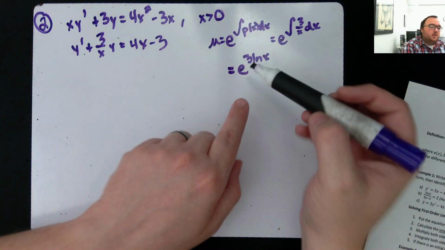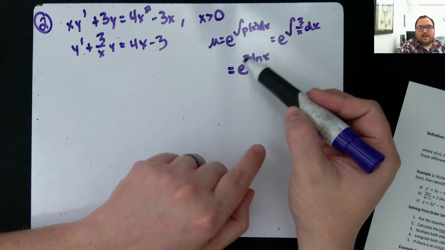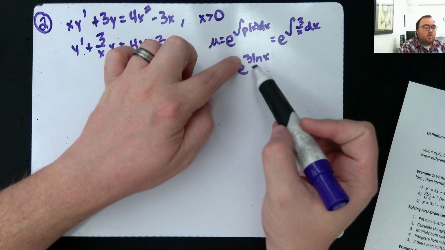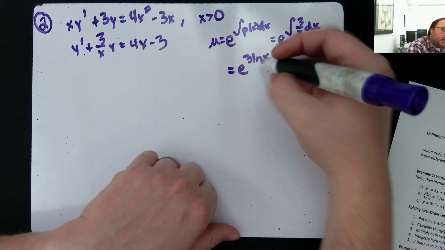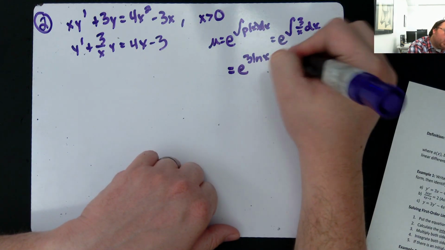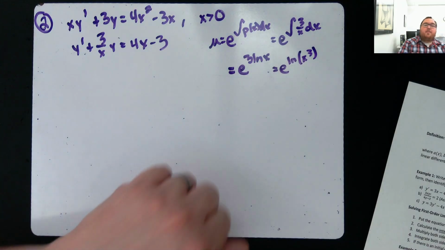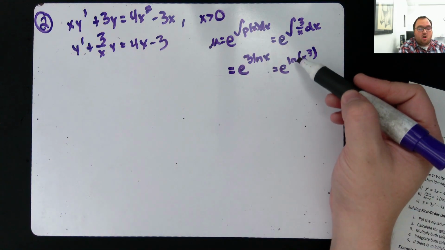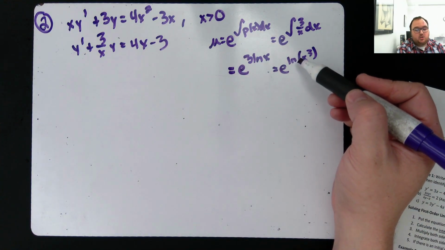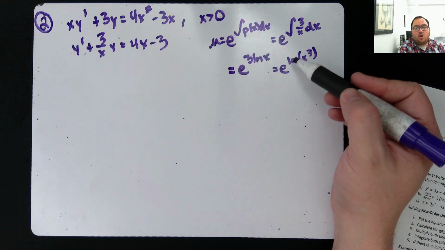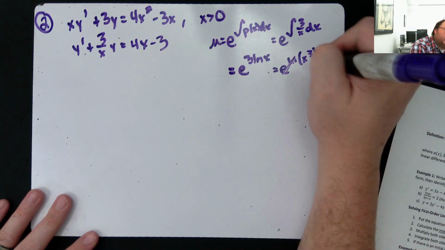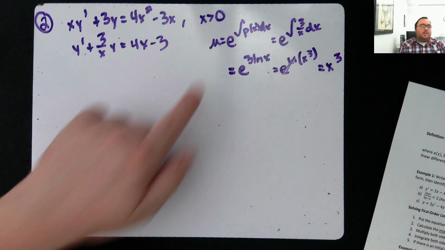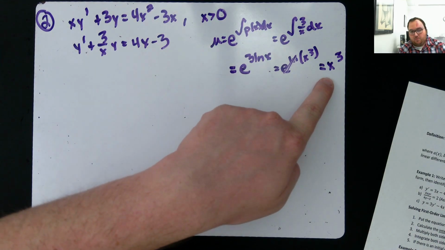Okay, let's simplify this because that kind of looks bad. Remember, if there's a number in front of a logarithm, I can bring it up as the power. So that means I'm going to have e to the natural log of x cubed. But remember, the natural log is log base e. So this is e raised to log base e. They cancel out. And I'm left with just x cubed. So my mu is x cubed.